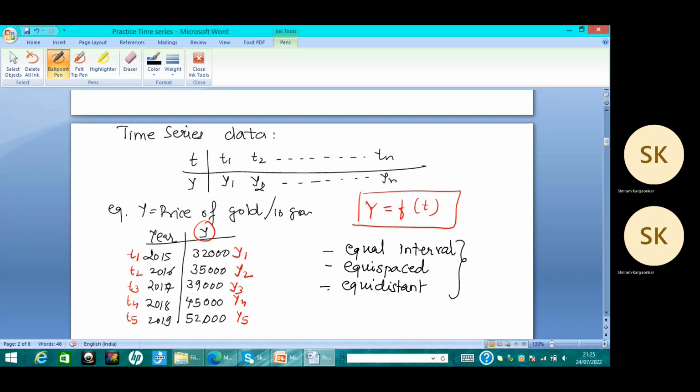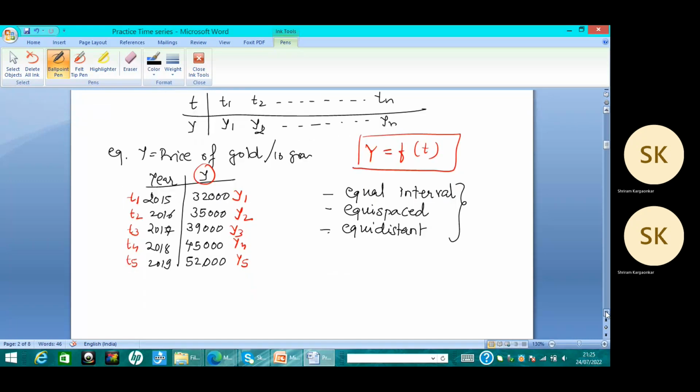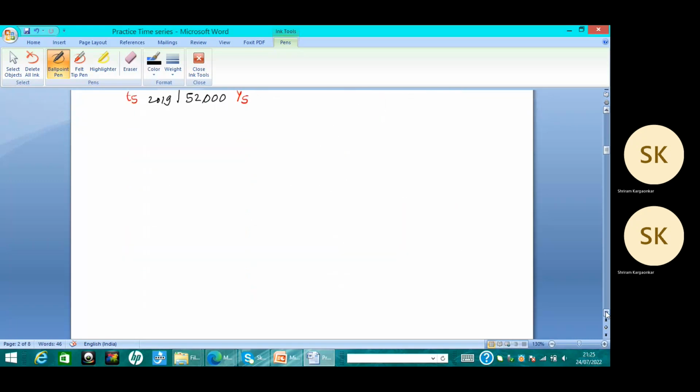So we have seen what time series is and where it is used. Now we come to the various components of time series, but before that we'll see why we need time series data. What is the need of it, why study time series?